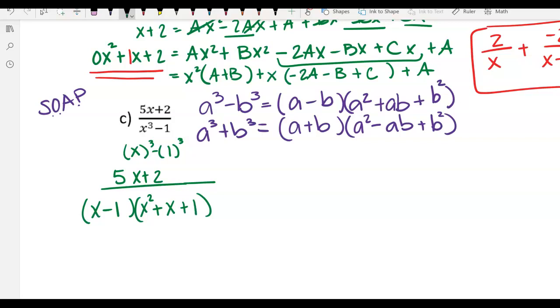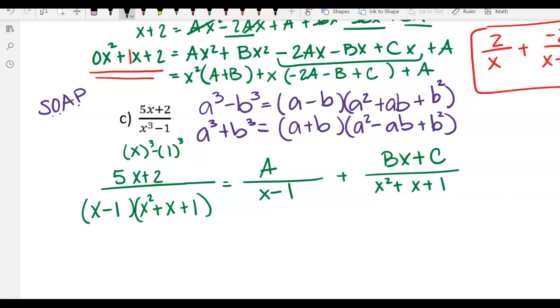Look at that. Okay, how many factors do we have? 2. So you know there has to be 2 partials. The first factor, linear or quadratic? Linear. So for linear, what's on the numerator? A. Second factor, quadratic or linear? What's on the numerator? AX plus B, but I already used A, so the next would be BX plus C. How many variables? 3. So guess how many equations you're going to end up? 3. All right.